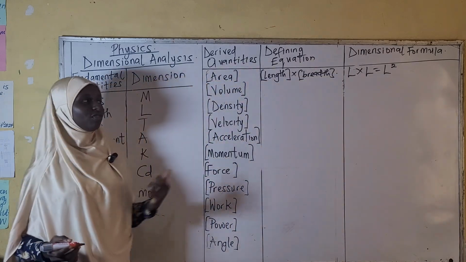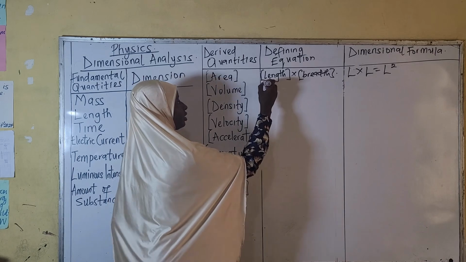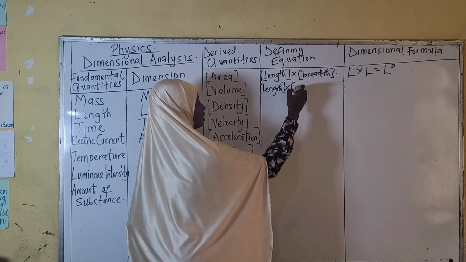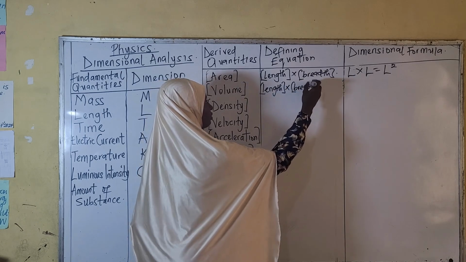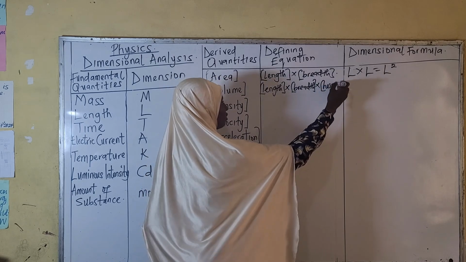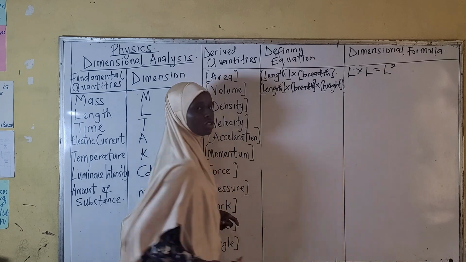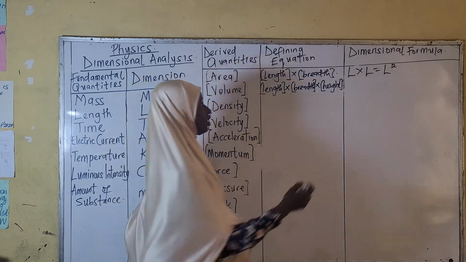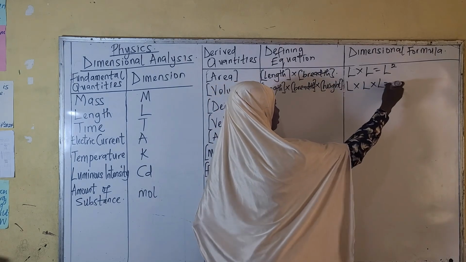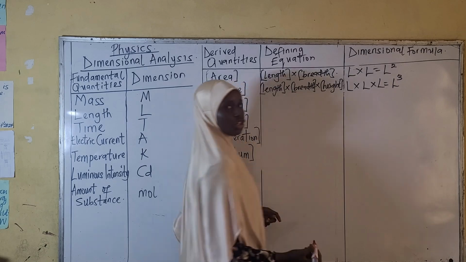All right. So for volume, we have the dimension of length times breadth times height. So I know that is going to give me what? L times L times L, which is L cubed.